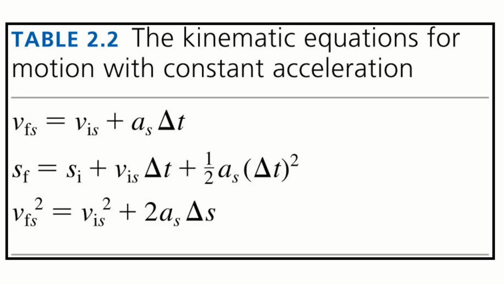Likewise, the position equation is the final position in the s direction is equal to the initial position in the s direction plus the initial velocity in the s direction times delta t plus 1/2 the acceleration in the s direction, delta t squared. Then if we take both those equations and eliminate time by doing some algebra with them, we end up with the third equation shown there.